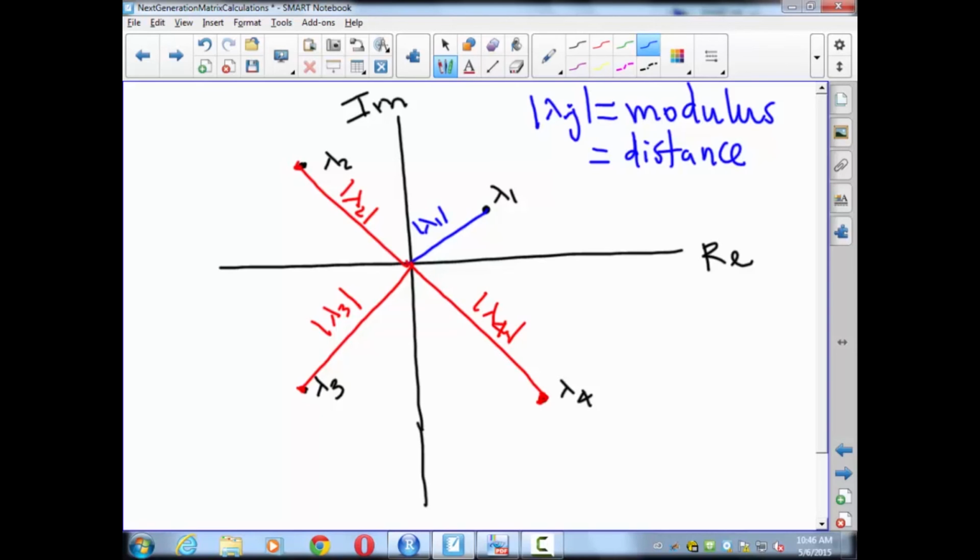So this is the distance from the origin, and the origin is 0 plus I times 0. In other words, 0, 0. That origin there has a real part equal to 0 and an imaginary part equal to 0. Okay, that is the so-called origin.